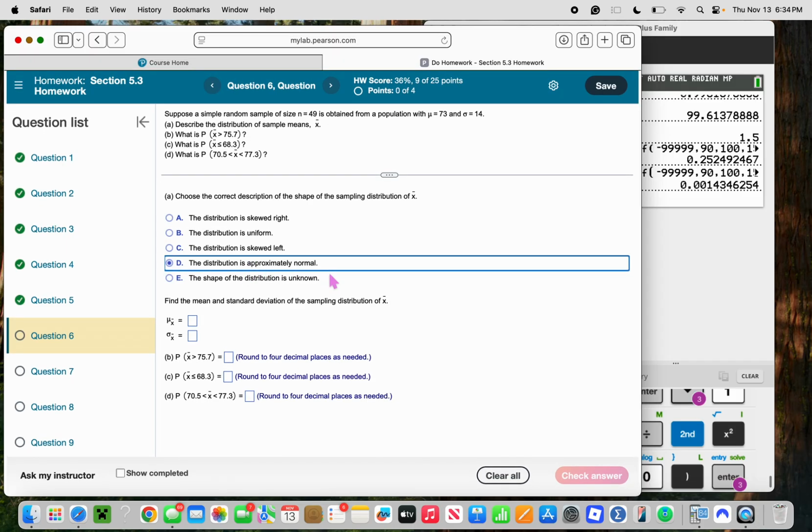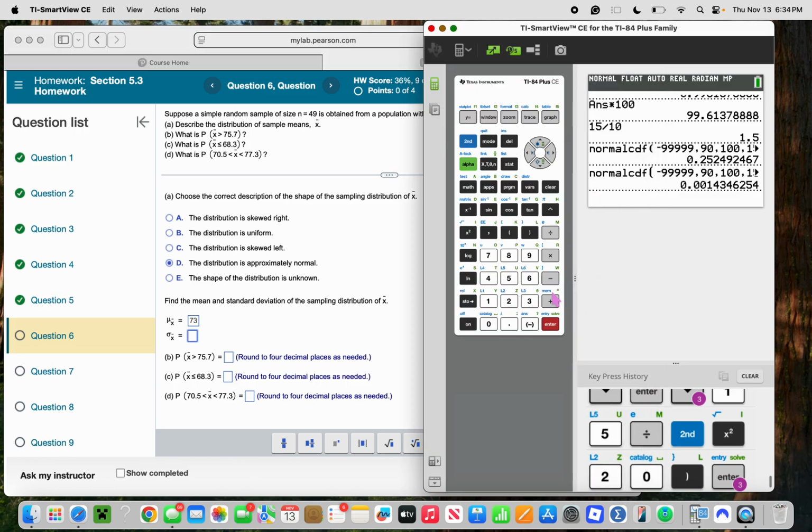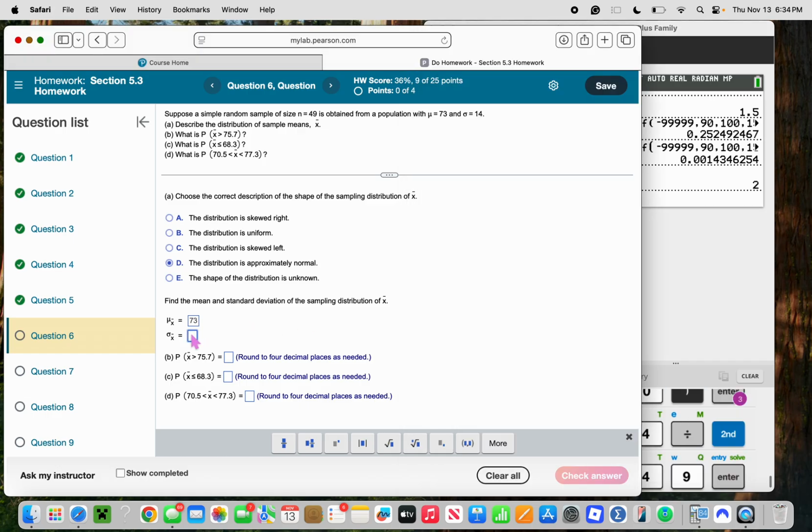So it says find the mean and standard deviation. Well, we just talked about it. The average is going to be the average, so it's still 73. The standard deviation, however, is going to be the standard deviation divided by the square root of the sample size. The square root of 49 is 7, so we'd have 2 there. And so our standard deviation is 2.